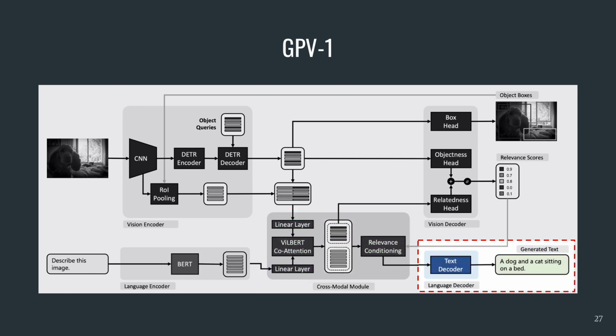A transformer decoder is used to decode text outputs such as captions, answers, and category names. And a vision decoder is used to decode boxes and relevance scores. The box head outputs region proposals independent of the task description using image features from the DETR decoder. The objectness head produces task-agnostic objectness scores for each region. The objectness scores are then combined with task-conditioned relatedness scores predicted by the relatedness head to obtain the final relevance scores. Details and ablations for other architecture components, such as ROI pooling in the vision encoder and relevance conditioning in the cross-modal module, can be found in the paper.